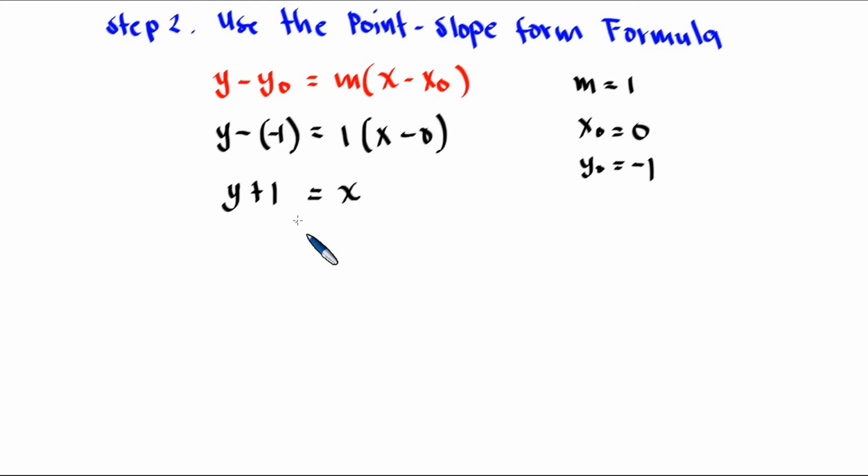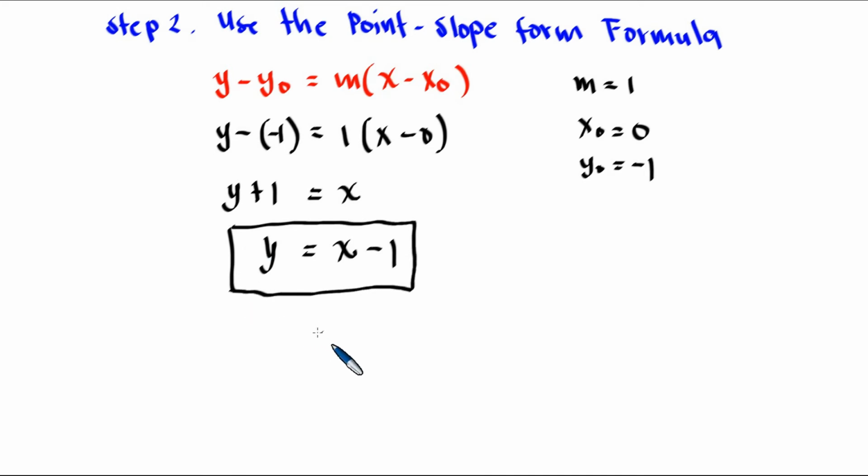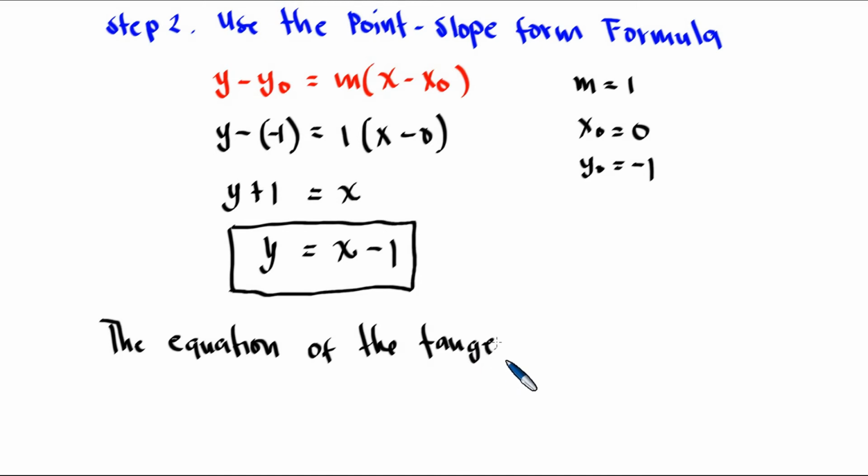Then adding negative 1 to both sides, that gives us y is equal to x minus 1. And this is now our equation for the tangent line. So in conclusion, the equation of the tangent line is y is equal to x minus 1.